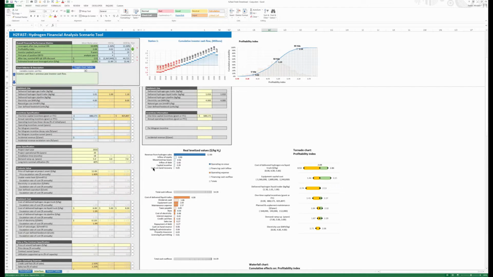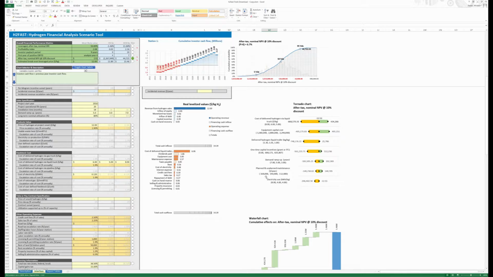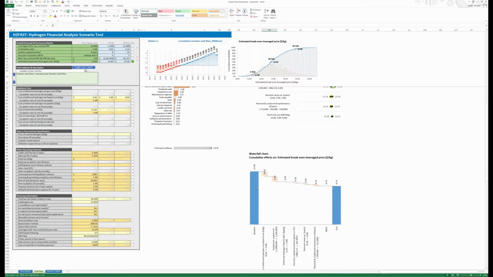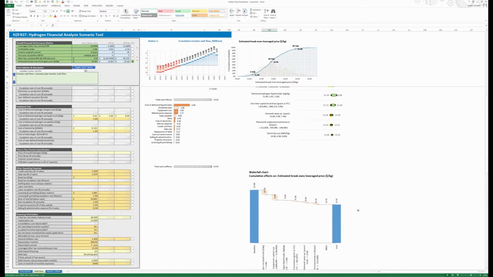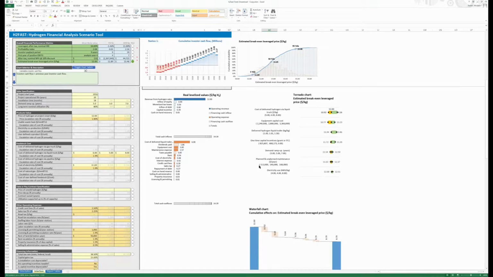If you don't like profitability index, we also have these two charts for NPV, net present value, and we also have it for break-even cost of hydrogen. So if you want to look at the lowest cost of hydrogen that you can charge given certain parameters, it'll give you that.